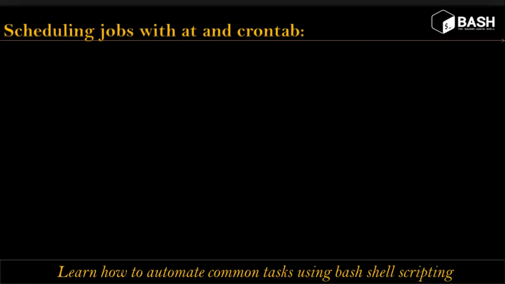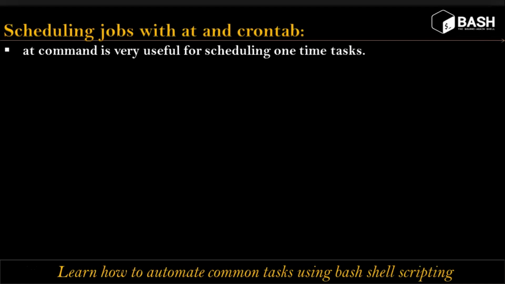So if you want to run only for tomorrow, then go with at. That means one time task. But for every day, go with Crontab. The thing is that just schedule your job with either at or Crontab. So here we are discussing about at, how to schedule our jobs using at command. So in next video we will see about Crontab.